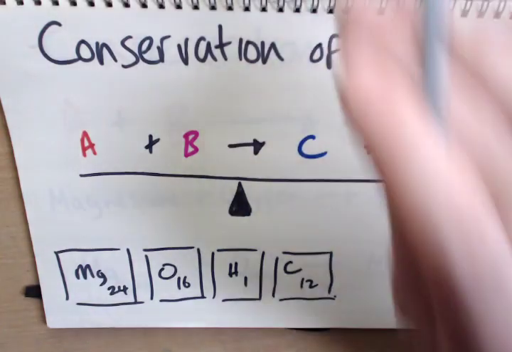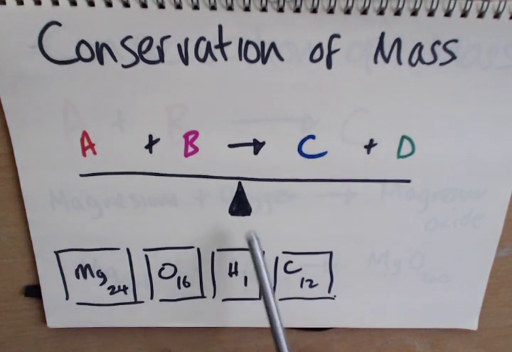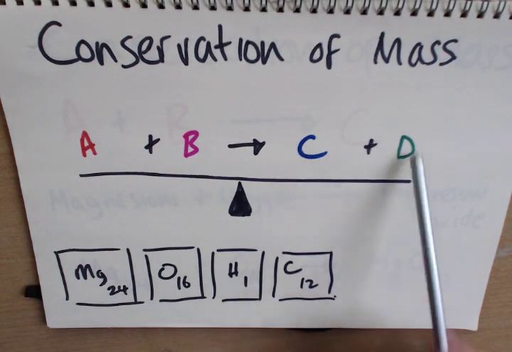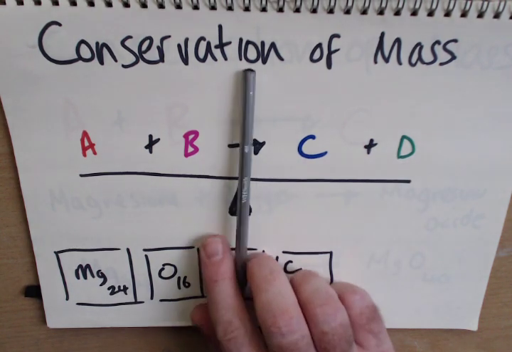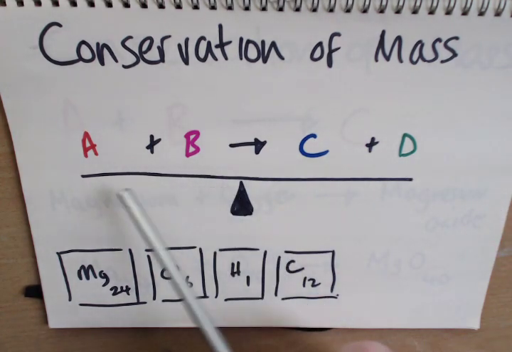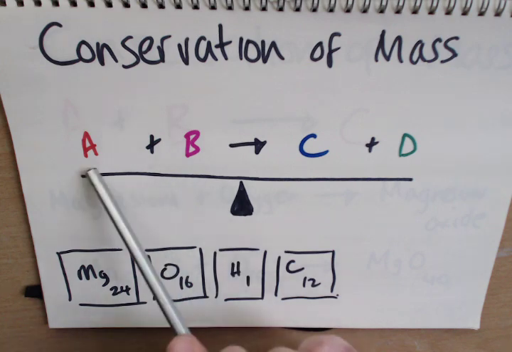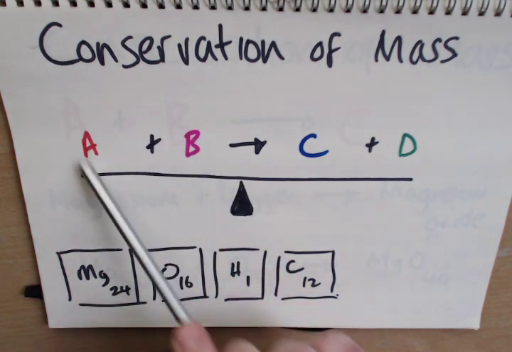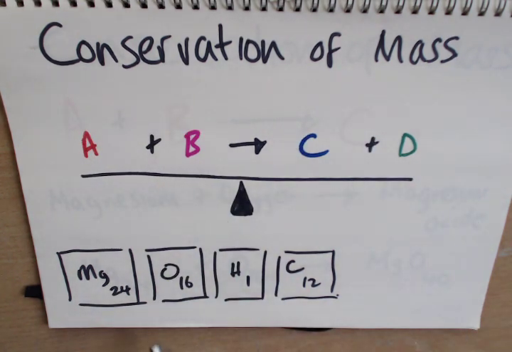Now, conservation of mass is a rule of chemistry which basically says that in the equation A plus B goes to C plus D, imagine this is a set of scales, these two sides must be the same mass. So A plus B must be the same mass as C plus D. We can see this by looking at the mass numbers. Magnesium has a mass number of 24, oxygen has a mass number of 16, hydrogen has mass number 1, carbon has a mass number of 12. So if these appear on both sides and you add them up, they should be the same.